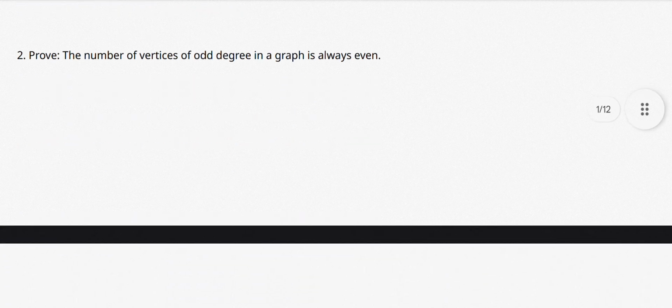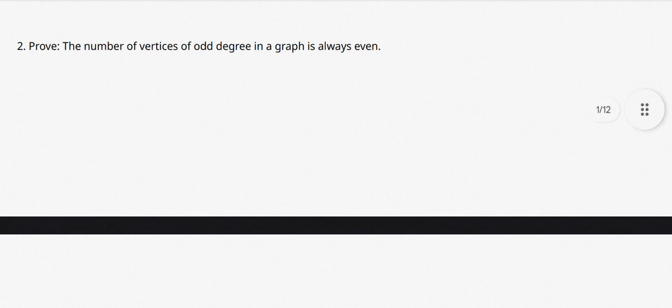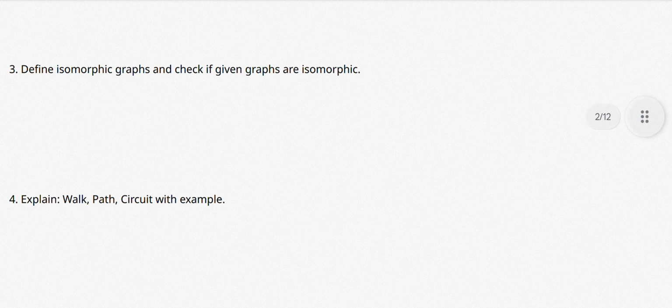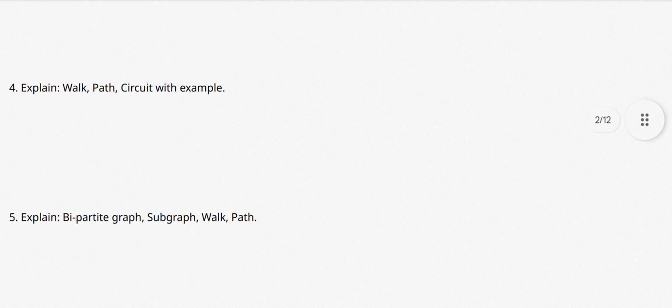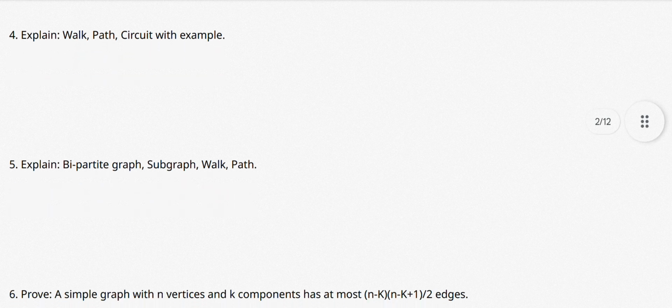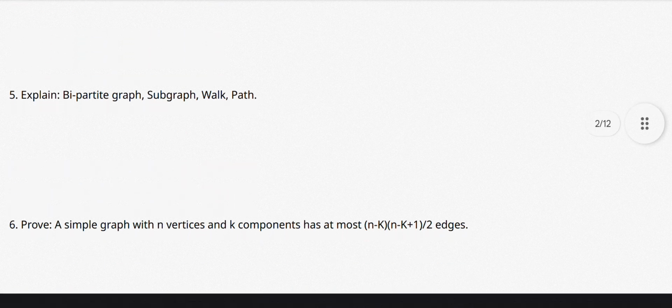Second question, prove the number of vertices of odd degree in a graph is always even. Third question, define isomorphic graphs and check if given graphs are isomorphic. Fourth question, explain walk, path, circuit with example.